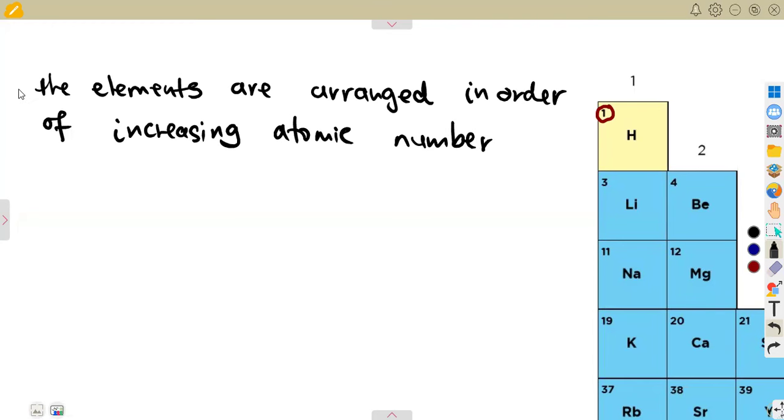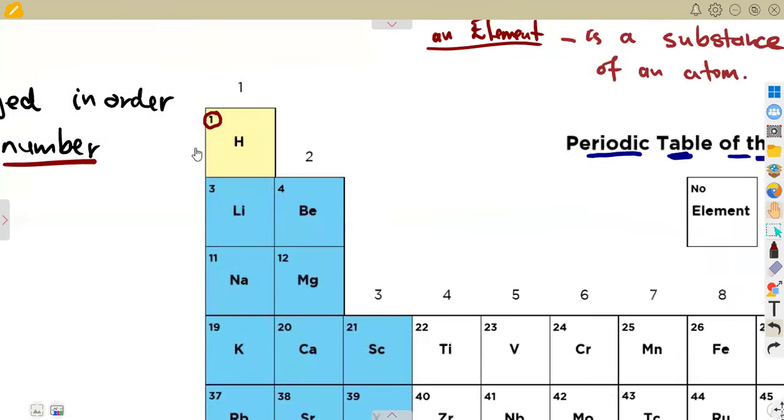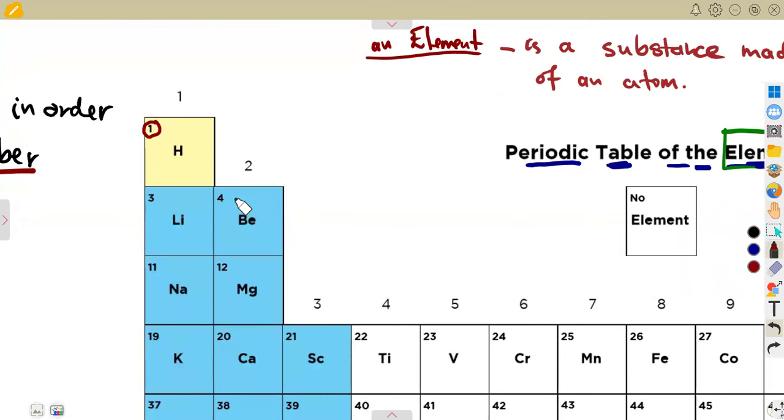Okay, this is what I want you to take note of. Very, very important. They can even ask you this in your exams. The elements are arranged in order of increasing atomic number, starting with atomic number 1. These are the atomic numbers that we are seeing on top of these elements. So it's 1, and you ask yourself, where is the 2? Because it's 1, then I see a 3, a 4, 11, 12.